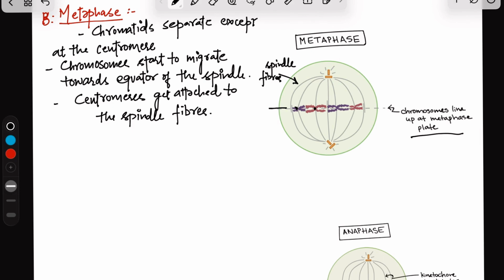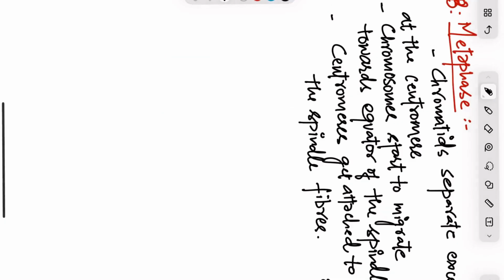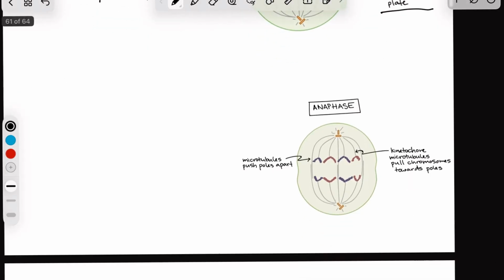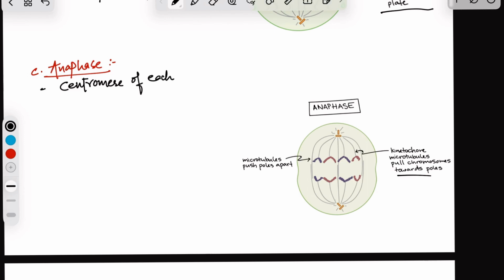Here you can see spindle fibers. These are the spindle fibers in the diagram, and the equator is where chromosomes stay arranged. Next is the anaphase stage. In anaphase, the centromere of each chromosome divides and daughter chromosomes are formed by splitting of sister chromatids.